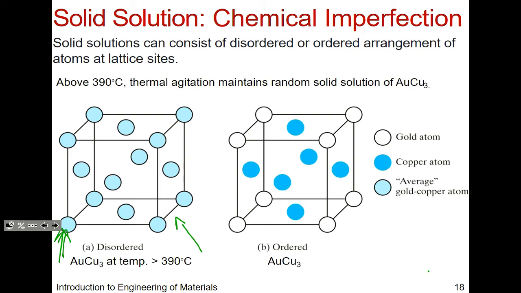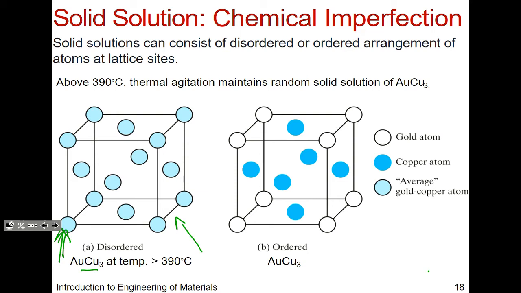So the average position is that a quarter of your sites are gold, and then 3 out of 4 are copper. Okay, that's what's called a disordered system, where there's an average site and there's no preference as to which site it's going to occupy. Below a certain temperature, for this particular system, you have what's called an ordered phase. So that means there are actually preferred crystallographic sites.